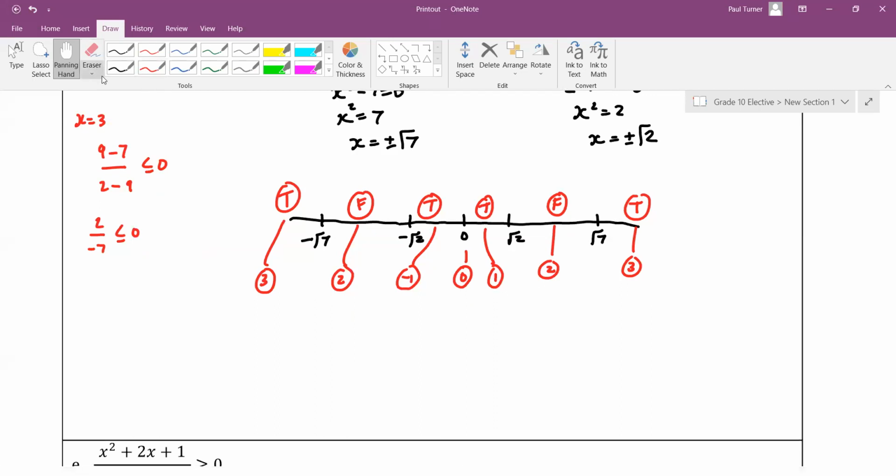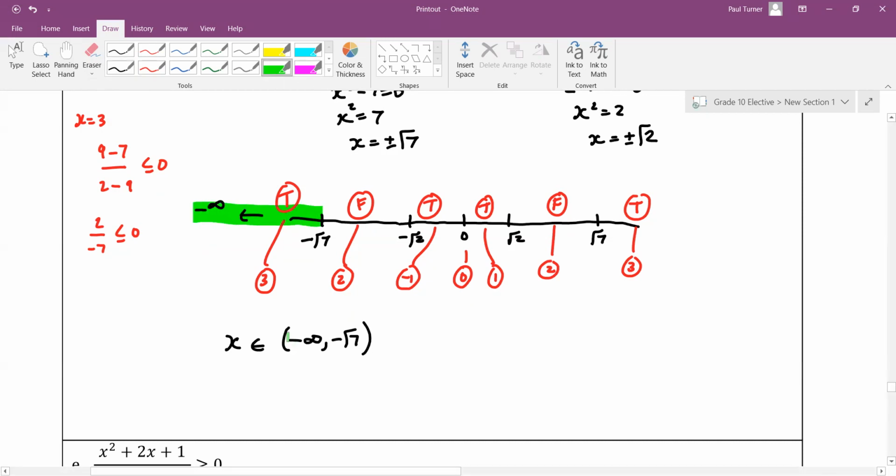Okay, so let's try. So we've got x, x is a member of. If you go to -infinity, this will always be true. There's no more critical points out here. So you're going to go from -infinity to minus √7. That's this bit here, up to there. Okay, that's this bit. Now, between minus √7 and minus √2, that's false. But then between minus √2 and 0, which is true.